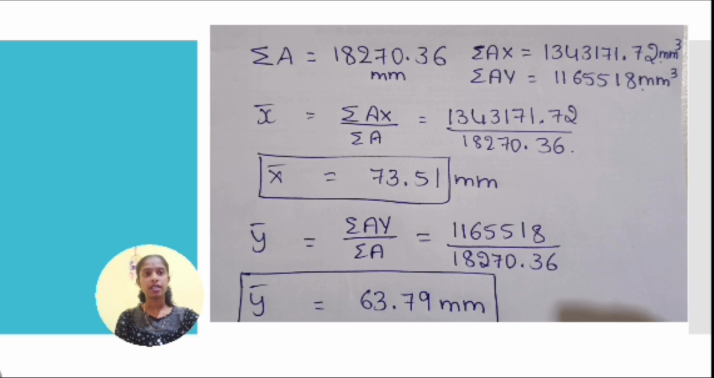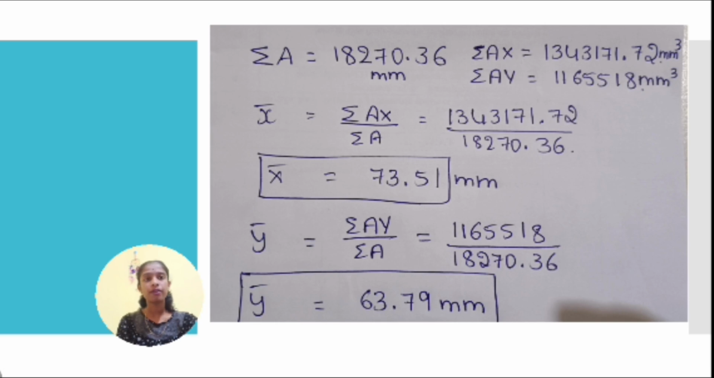And then we have to calculate the summations. Summation of a is 18270.36 in millimeter square. Summation of ax, we get 1343171.72 in millimeter cube. Summation of ay we get 1165518 millimeter cube. At last we have to calculate the x bar and the y bar.